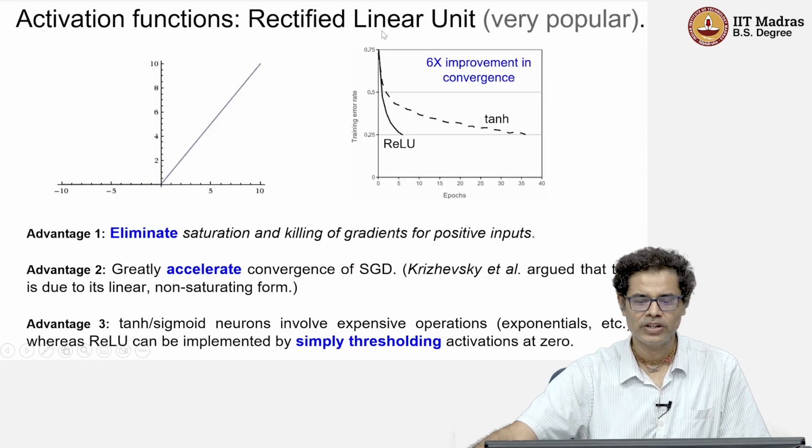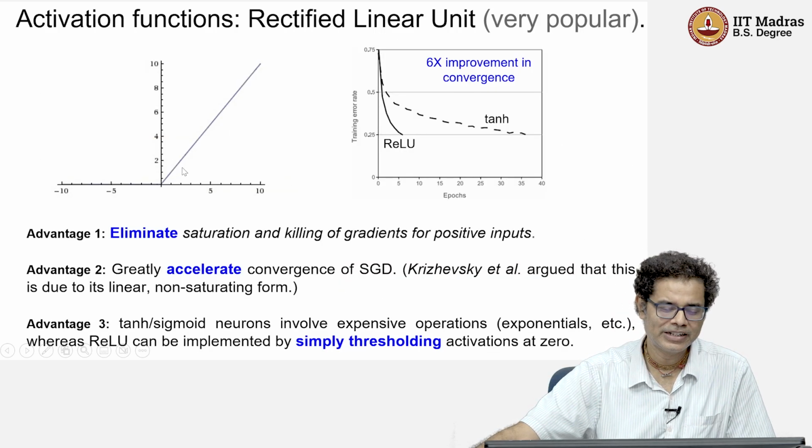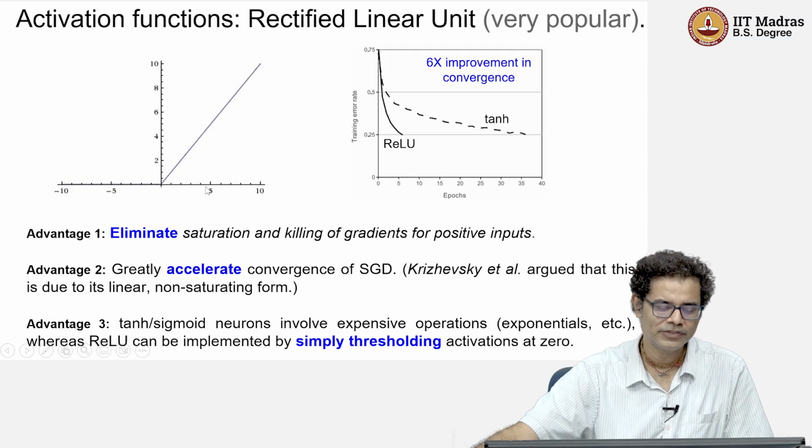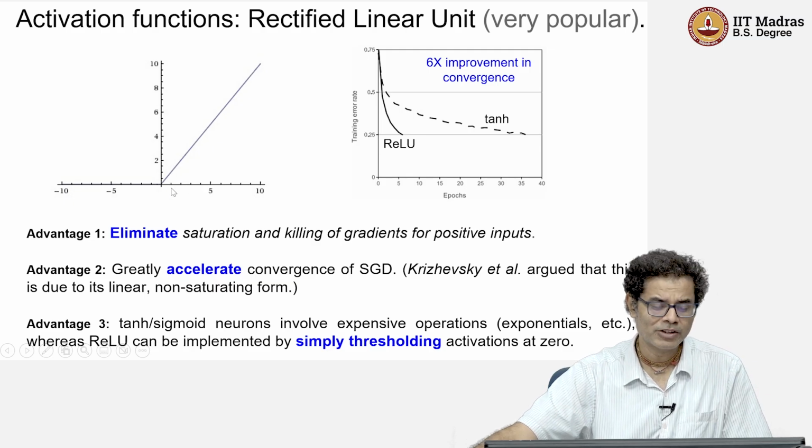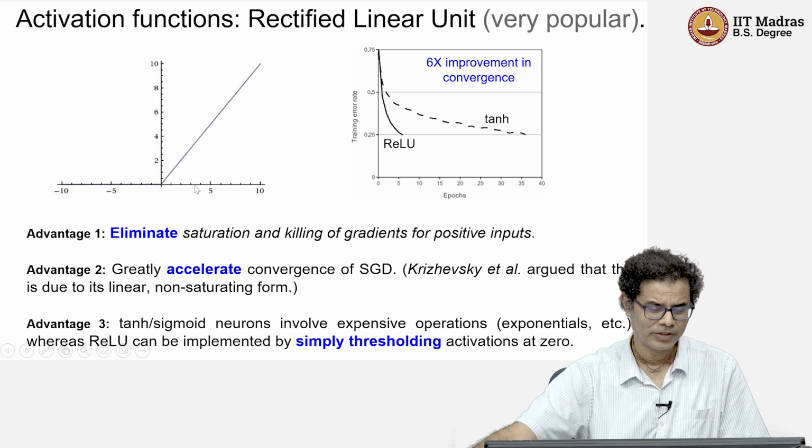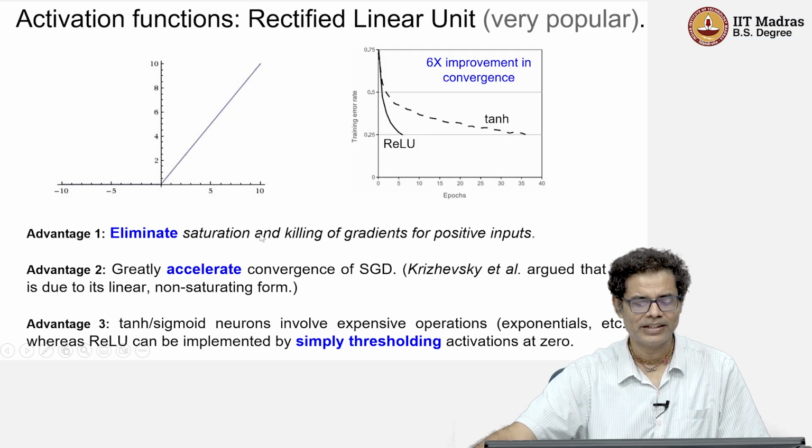Rather, we have ReLU, which is the rectified linear unit. If you have a positive input, then you keep it as it is. So 5 remains 5, for example. But anything negative, you set to 0. So that is what ReLU is. It's very simple. This way it eliminates saturation and killing of gradient for positive inputs, because now there is no saturation. In fact the gradient is 1 only.